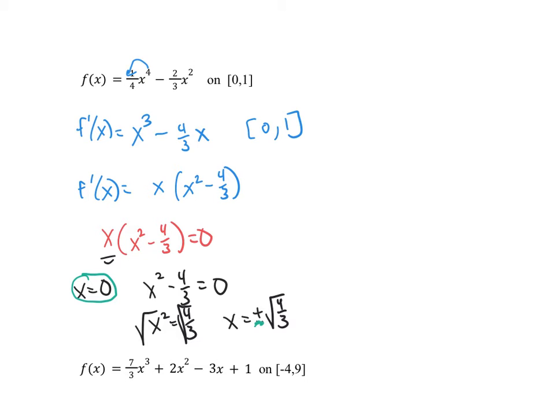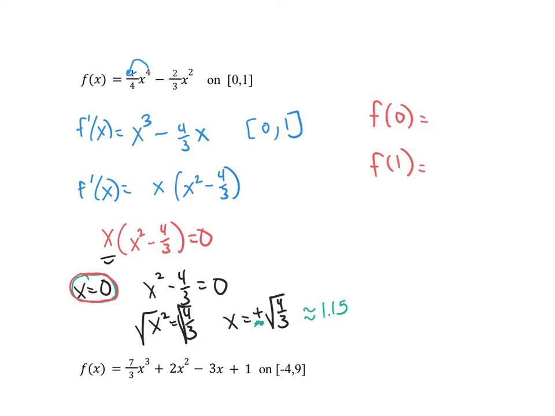Now for the positive square root of 4/3, that's about 1.15 according to Siri. So that is also going to be outside of our interval, because remember, we're only looking at points of 0 and 1. So I only have to look at critical numbers that are in my interval, which in this case is 0, and then the 2 endpoints, which also include 0. So really all I'm going to check is f of 0 and f of 1.